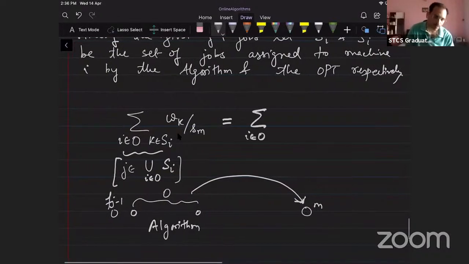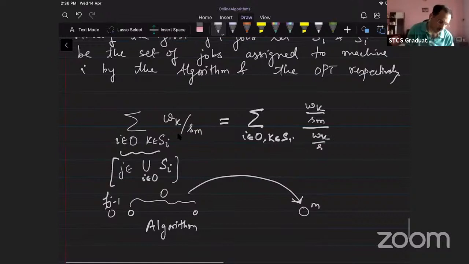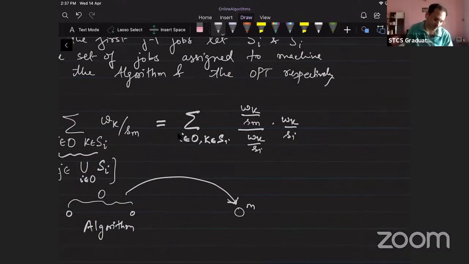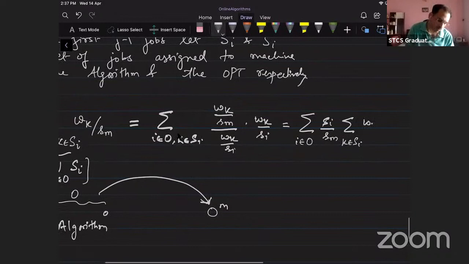So i belongs to O, k belongs to Si, Wk by Sm divided by Wk by Si times Wk. This is just rewriting, nothing non-trivial going on. So this is also equal to, I'm breaking this summation over two sides, Si over Sm, so that is the speeds. I'm summing over all jobs, so Wk over Si.